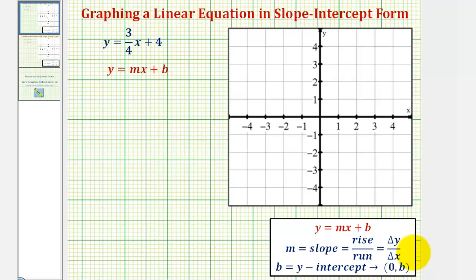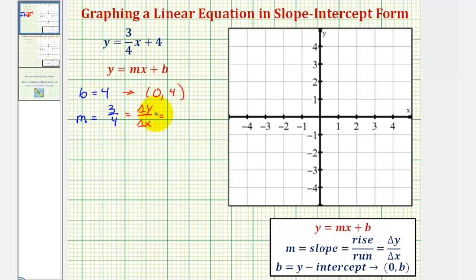So looking at the given linear equation, notice how b, the constant term, equals positive 4, which means the y-intercept is positive 4, so the line contains the point (0, 4). And the coefficient of x is 3/4, and therefore m, the slope, equals 3/4, which again is the constant rate of change, which can be expressed as the change of y divided by the change of x.